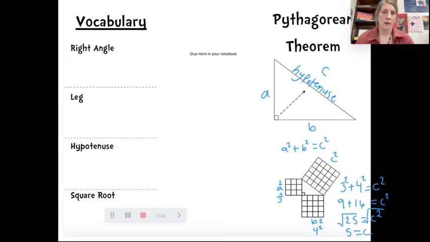Okay. Alrighty, let's move on to some vocabulary. So a right angle is always 90 degrees. And it is shown by the box in the corner. So that tells us the angle is 90 degrees.